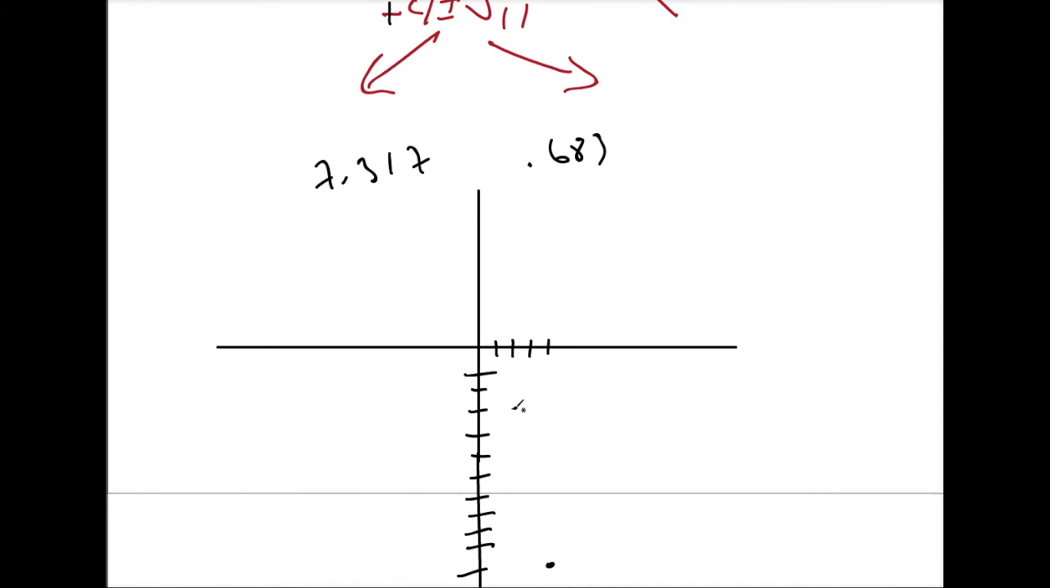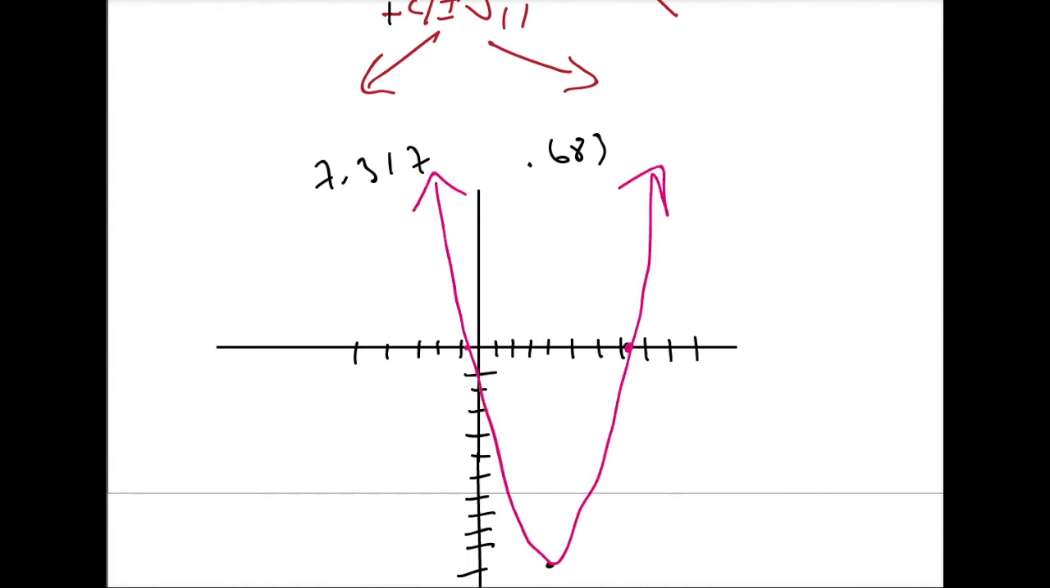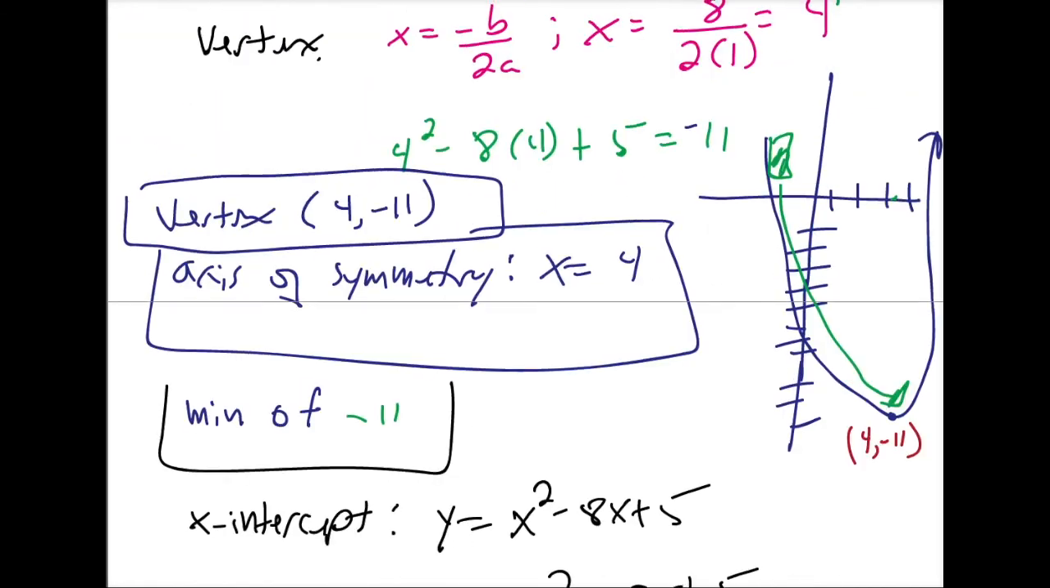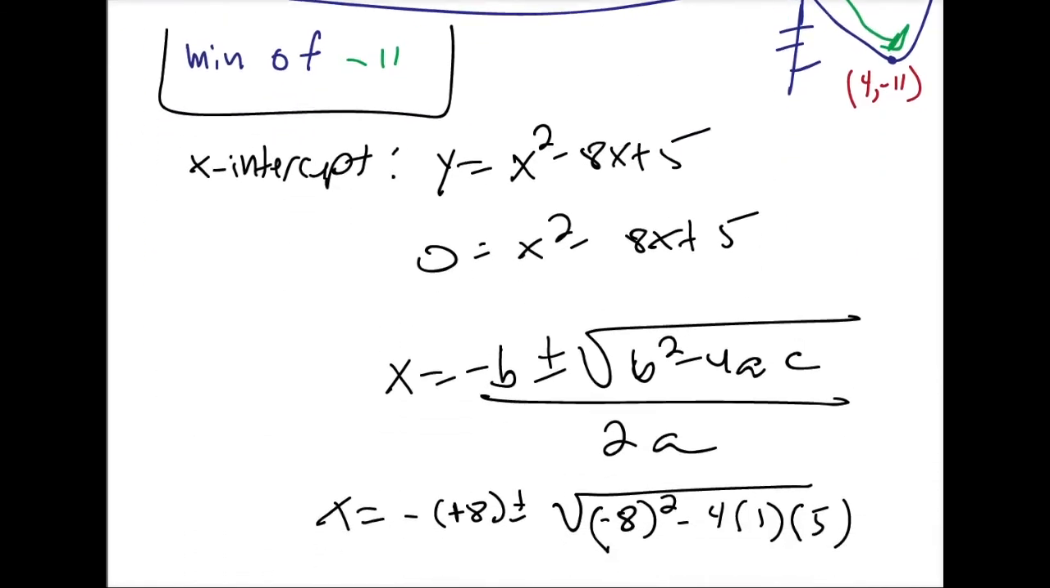Okay, now on our graph, we have 7.3. So 1, 2, 3, 4, 5, 6, 7.3 is like right there. And then the other one is 0.683, which is right there. Okay, so now we can graph it. Now it makes sense. All right, so we have the x-intercept. What was x-intercept again?